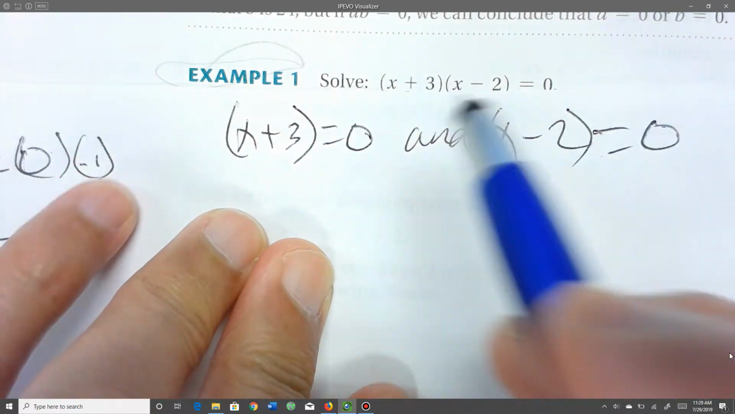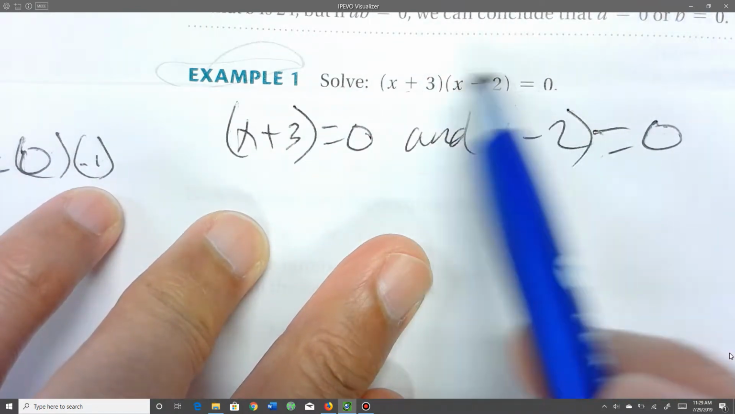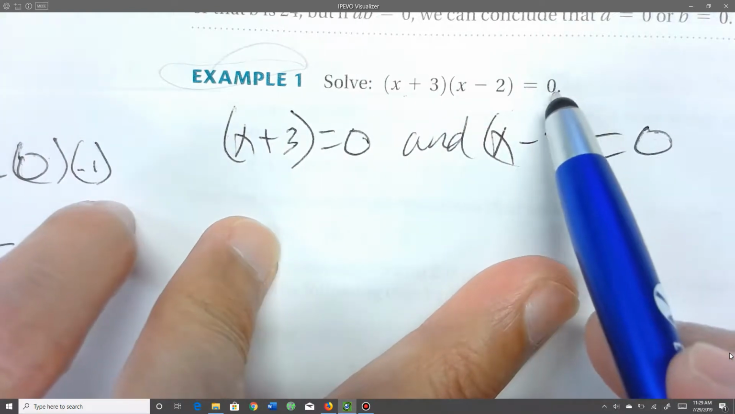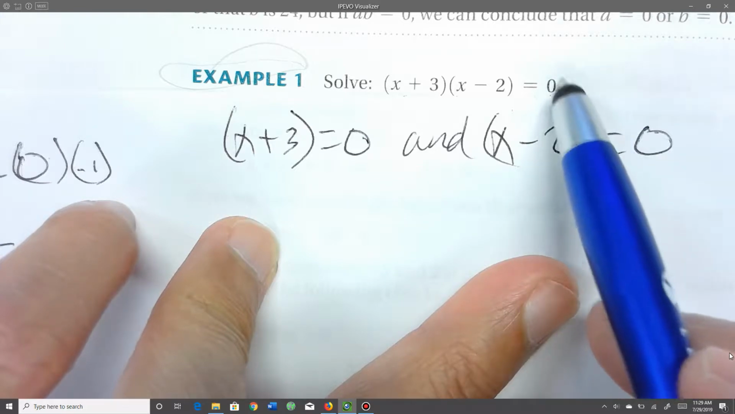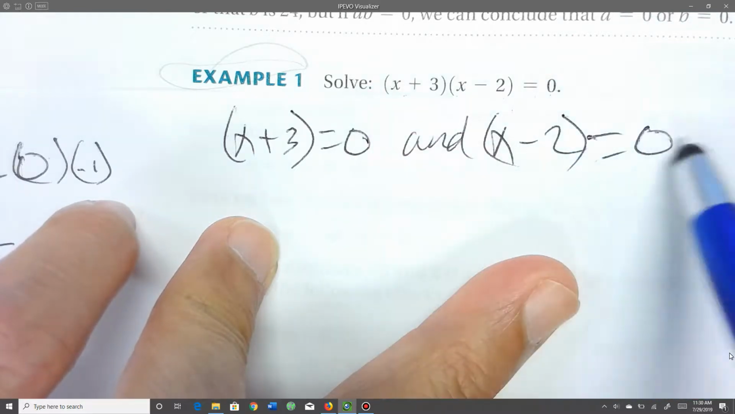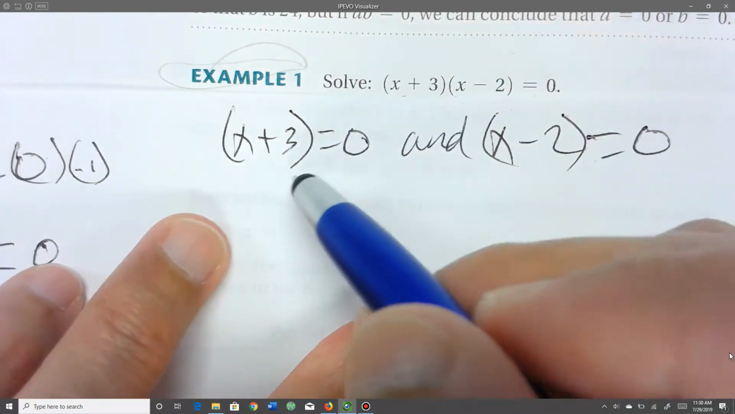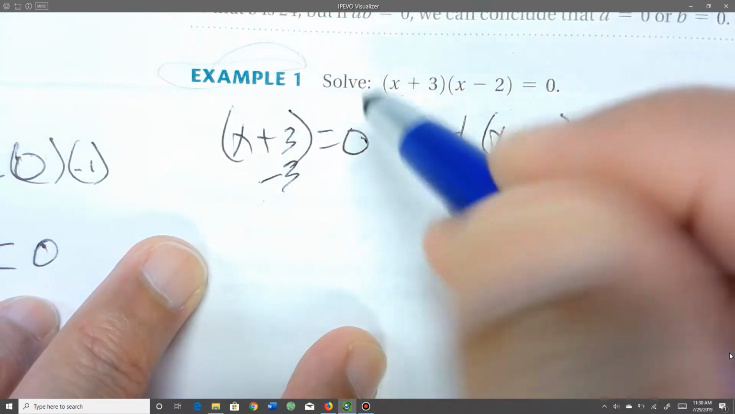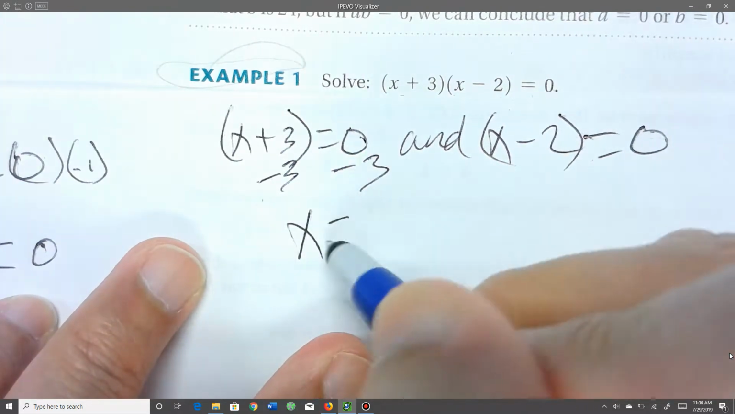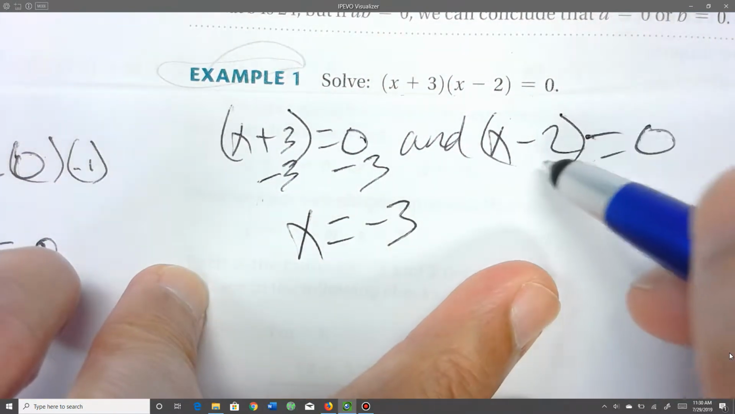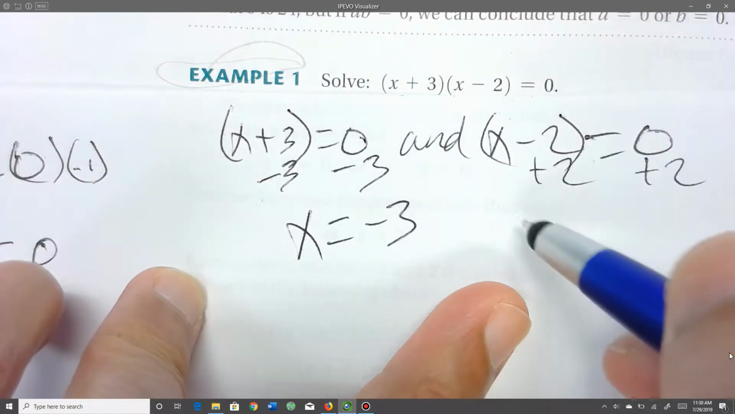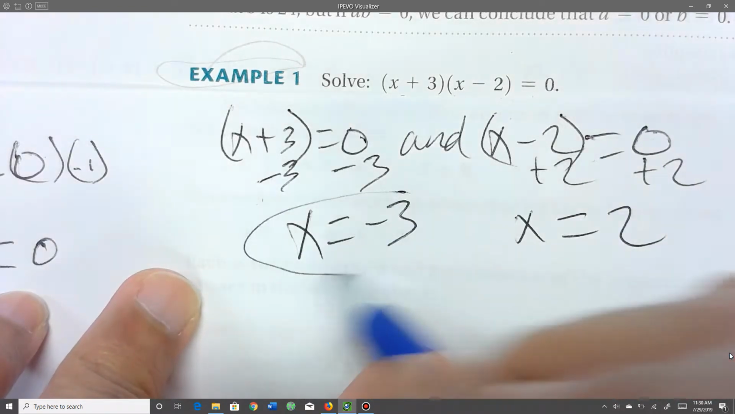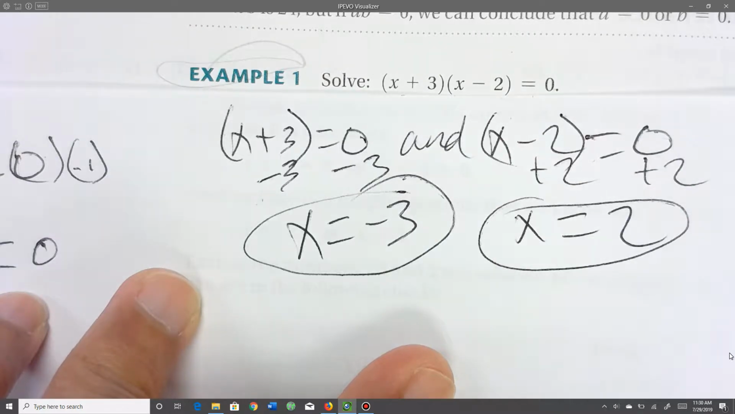So that allows us to separate this equation into two different equations. However, you do have to have a 0 on this side, so you can separate them into two different equations. And then you solve for x. So use the addition principle, subtract 3 from both sides, x equals -3. Use the addition principle, add 2 on both sides, x equals 2. And now you have two different values for x. Now we're done.